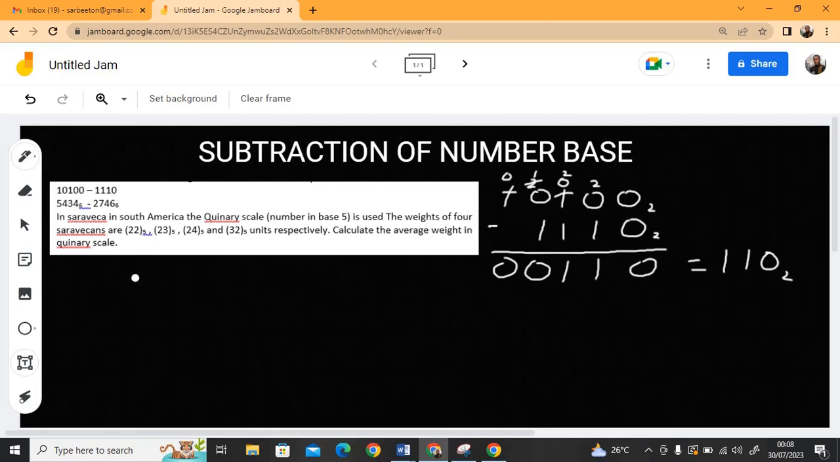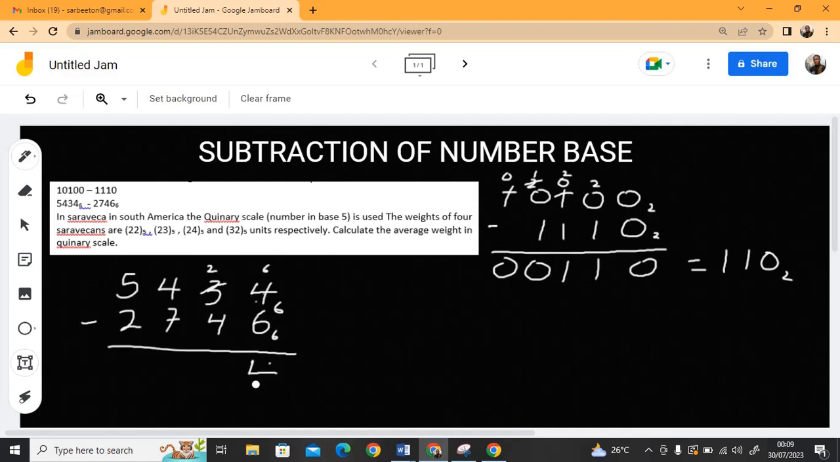Let's look at another one. You have 5434 minus 2746. They are both in base 6. So how do you subtract this? The same thing you're going to do now. You borrow 1 from here. Any one you borrow is 6. So this one will be 2 here. The 6, you put it there. So that will be 6 plus 4, which is 10. 10 minus 6 will now give you 4. That's how you're going to do it. Anyone you borrow, you add it to the number at the top, then you subtract the number at the bottom. You have 2 here.